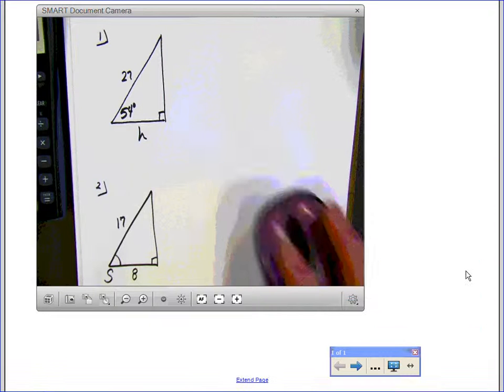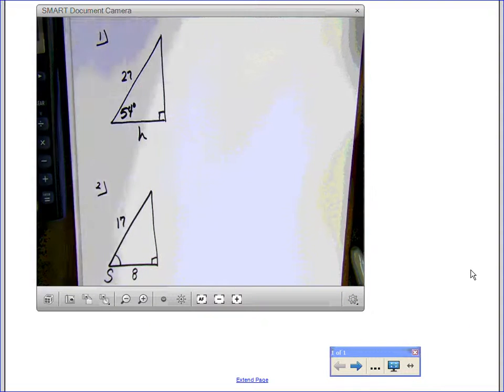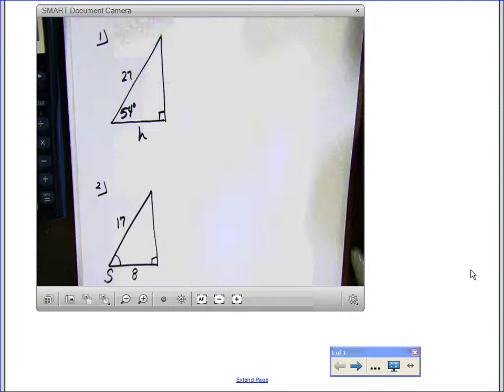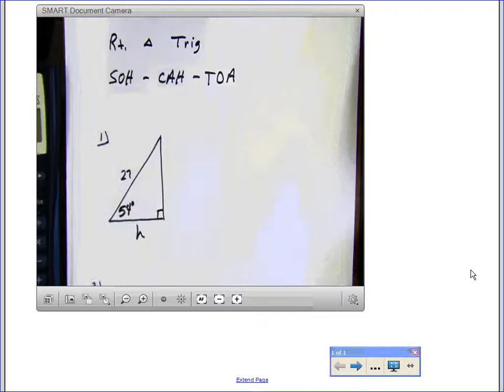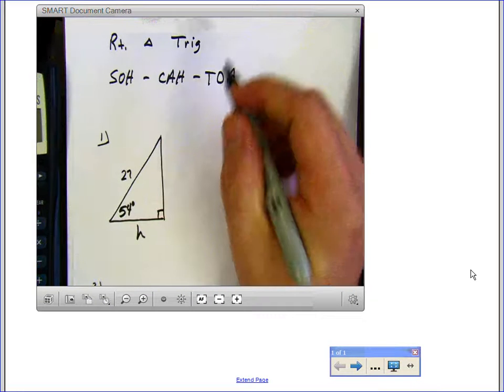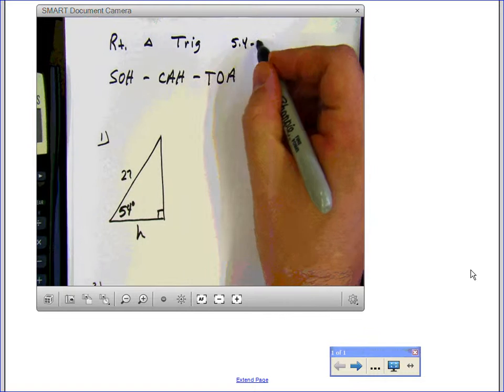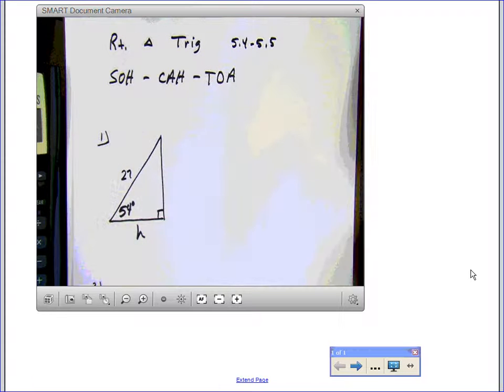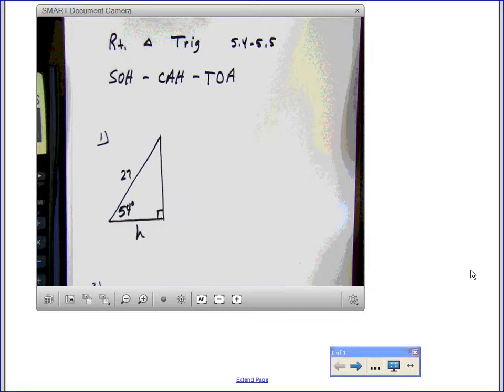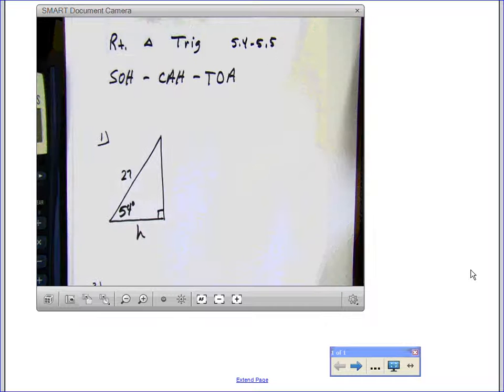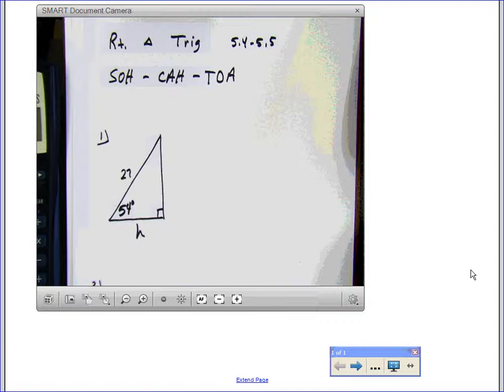Okay, this one's now numbers 1 and 2 from the right triangle trig test, which I believe the title here was test 5-4 through 5-5. Those were the lessons in the textbook here. Now, we're going to remember to solve these triangles, or not to solve the triangle, but find a particular angle or a side, and these are for right triangles, is we can use our ratios.